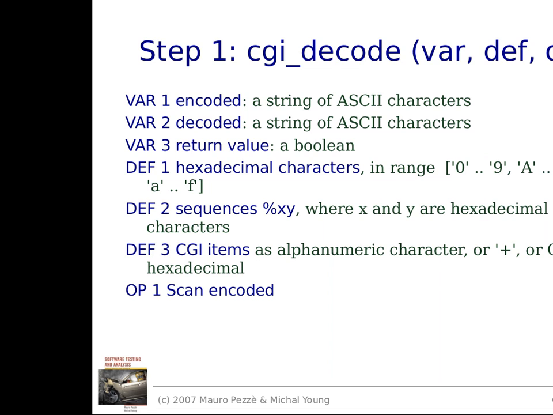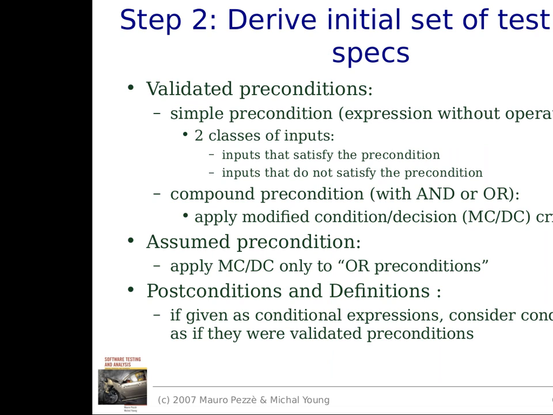Some definitions: hexadecimal character can be from 0 to 9, A through F, as well as little a through f. And 2, %xy is a sequence, we're going to call it, where x and y are hexadecimal, and then CGI items are all the alphanumeric characters, or plus, or a CGI hexadecimal. We'll just say for sake of argument there's 15 of them. Okay, so validated preconditions. These are simple ones. You have something that satisfies the precondition or doesn't, so you want to write a test case that either does or does not, and you can usually combine them in order to simplify your test cases.